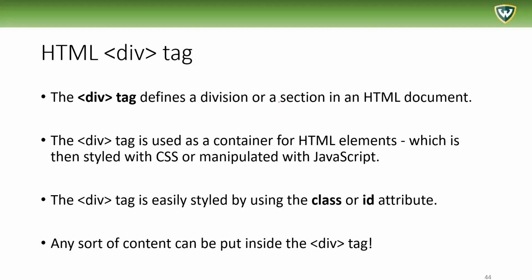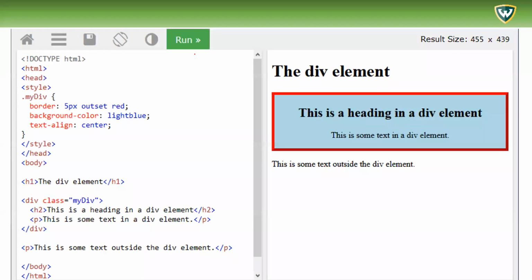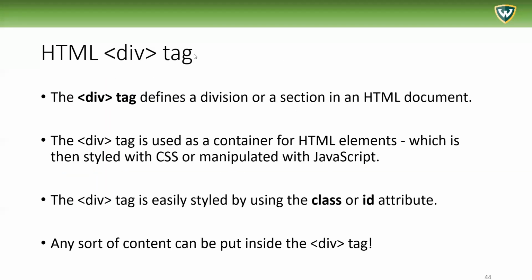Okay, let's talk about the div tag. The div tag, for division, defines a division or a section in an HTML document. The div tag is used as a container for HTML elements, which is then styled with CSS or manipulated with JavaScript. So the idea is that we incorporate and create a group of elements that we can then style similarly across the web page.